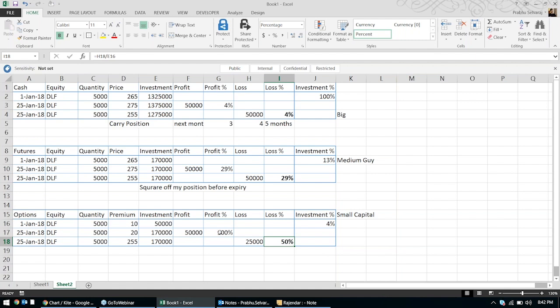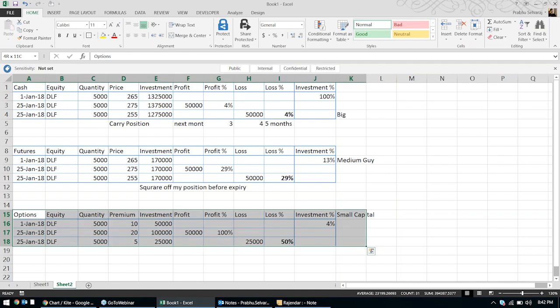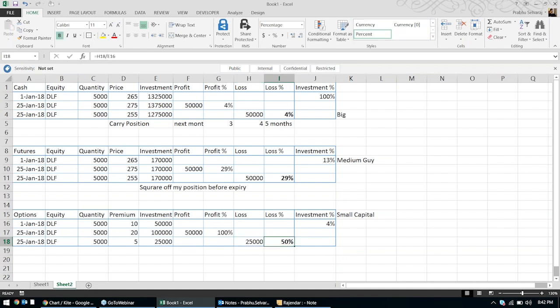The formula does not look right, but we don't need it, because the investment is the same 50,000 rupees. The premium which I bought at 10 rupees, if the premium becomes 20 rupees, then I'll make a profit. If the premium becomes 5 rupees, I'll make a loss of 25,000 rupees, provided I'm assuming that we are keeping a stop loss of 50% on my investment. If you don't put a stop loss, your entire capital will be wiped out.